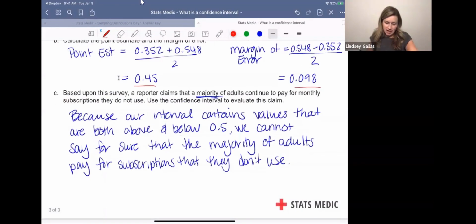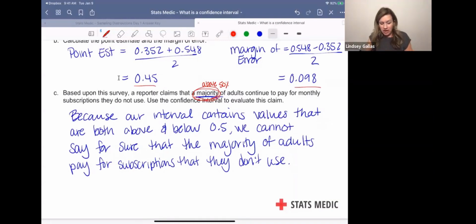And then in part C, we're going to make a decision. So we are told that there's this reporter who claims that a majority of adults continue to pay for monthly subscriptions they do not use. So first I want to think about what does it mean to be the majority of adults? Well, what that means is that it has to be above 50% to be the majority. So this reporter is saying, well, above 50% of adults pay for monthly subscriptions they do not use.